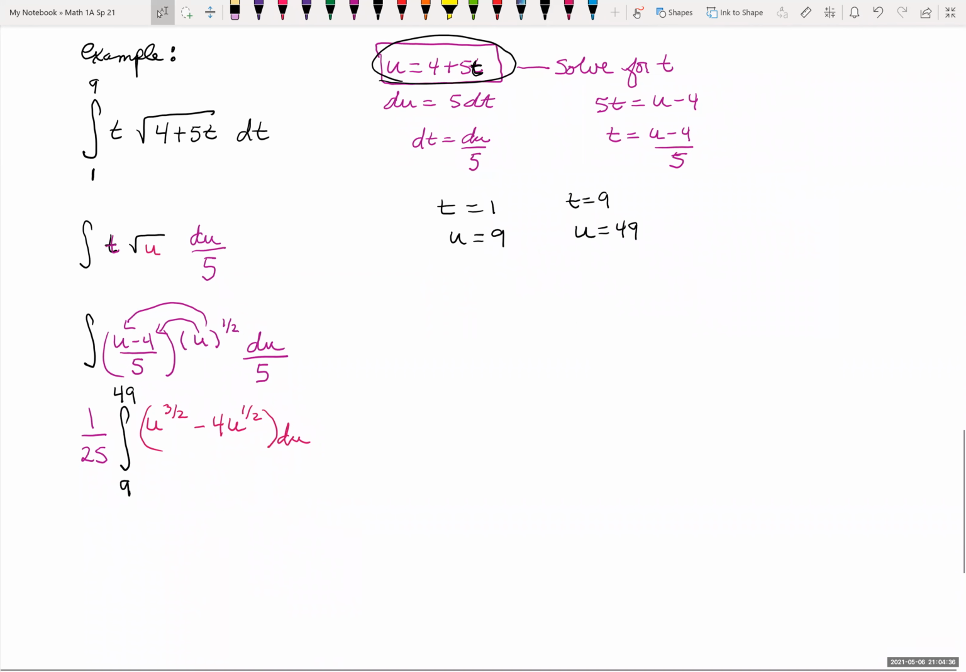So going ahead and taking the antiderivative, let's bring down our coefficient of 1 over 25. And then we're adding 1 to our exponent. So this is going to give me u to the 3/2 plus 2/2, I'm adding my 1 as 2/2. So 3/2 plus 2/2 is 5/2. But dividing by 5/2 is the same as multiplying by the reciprocal, 2/5.